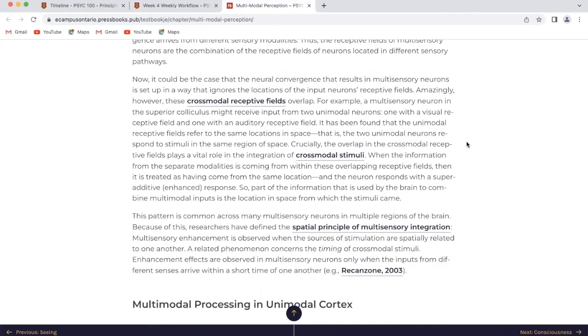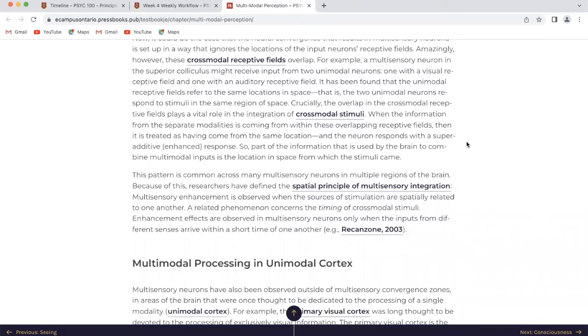This pattern is common across many multisensory neurons in multiple regions of the brain. Because of this, researchers have defined the spatial principle of multisensory integration. Multisensory enhancement is observed when the sources of stimulation are spatially related to one another. A related phenomenon concerns the timing of cross-modal stimuli. Enhancement effects are observed in multisensory neurons only when the inputs from different senses arrive within a short time of one another.